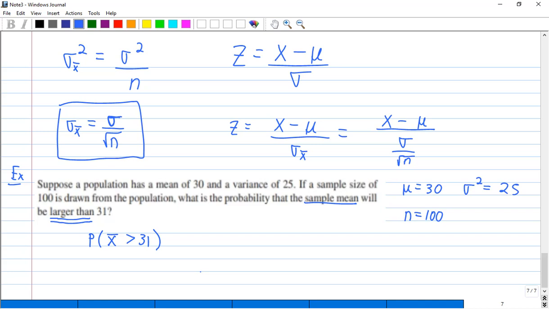I have my x. My x is going to be 31. Okay? What was I not given that I need? That's right. The standard deviation wasn't given. We were given the variance. So our standard deviation is the square root of the variance. So our standard deviation is 5. So we do need to remember that we're not always going to exactly be given everything that we need. Sometimes we have to figure some of those things out.